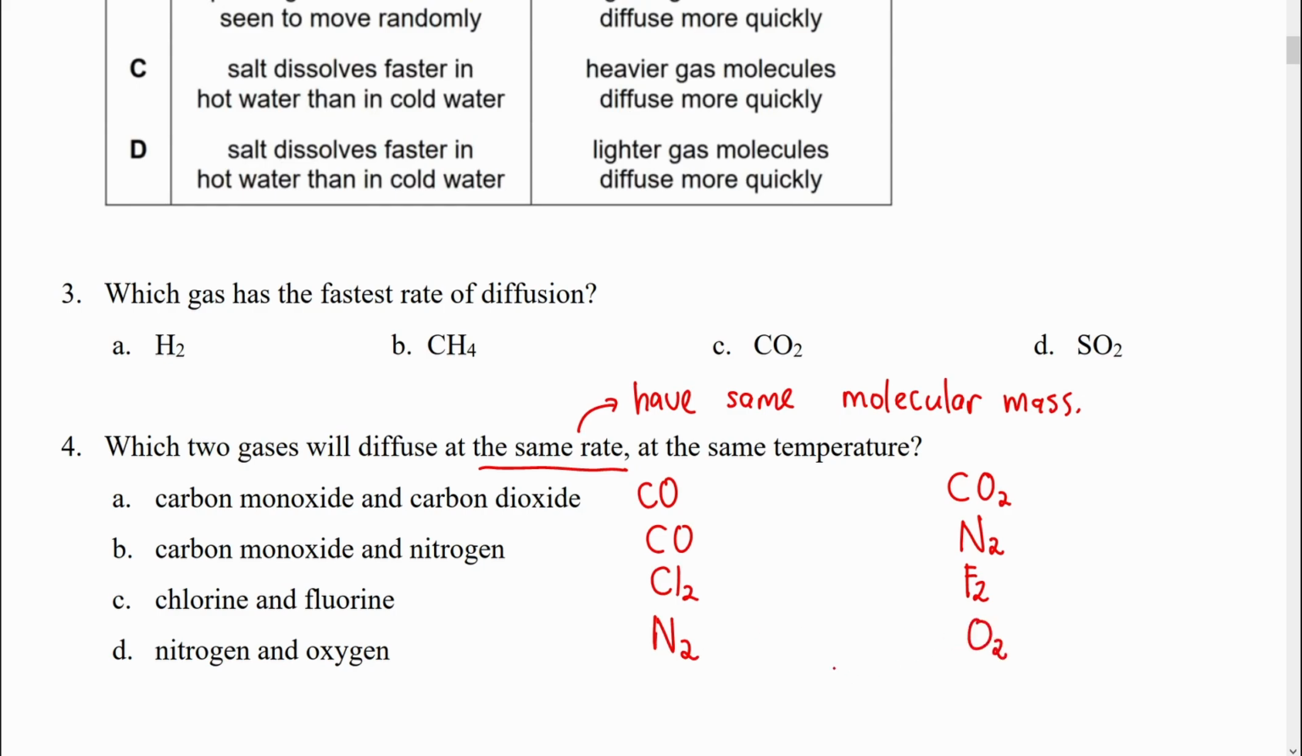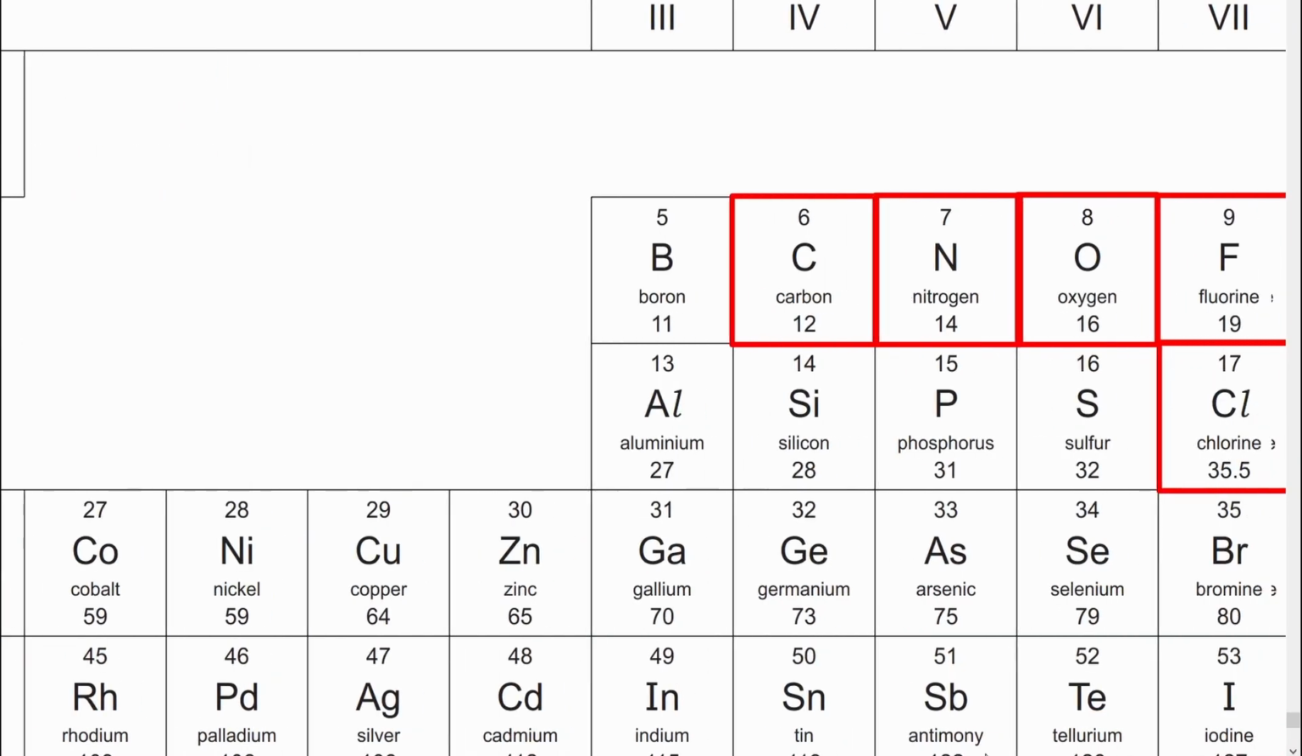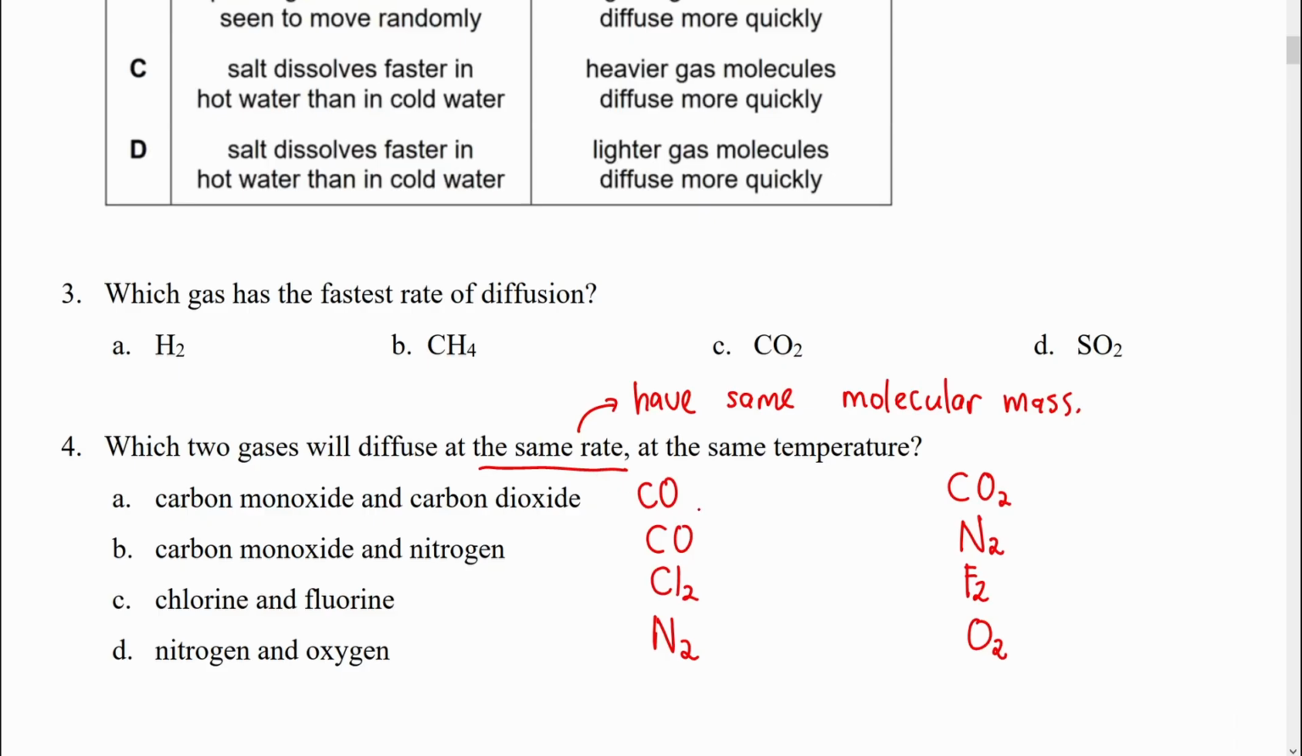Now let's find the mass from the periodic table. As we know, the mass for carbon is 12, nitrogen is 14, oxygen is 16, fluorine is 19, and chlorine is 35.5. Now let's go back to the question. For carbon monoxide, it's going to be 12 plus 16, which is 28. While carbon dioxide here is going to be 12 plus 2 times 16, so equals 44.